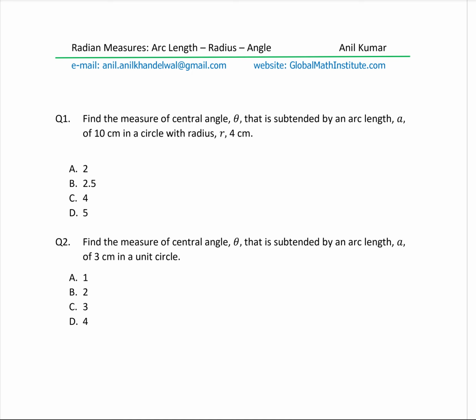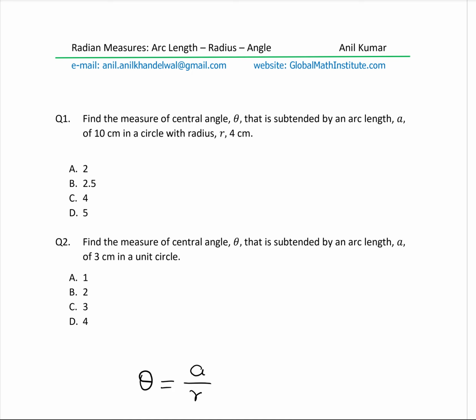You can take your time, answer this question, and then look into my suggestions. I'll give you some more time reading the second question now. Question number 2 is, find the measure of central angle theta that is subtended by an arc length A of 3 centimeters in a unit circle, right? So in both the cases, we want to find the central angle theta. So theta is basically equal to the ratio of arc length to radius. You can apply this formula and get answer for both the questions, right?